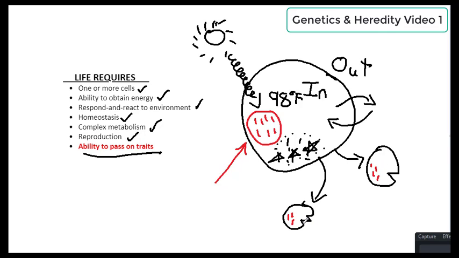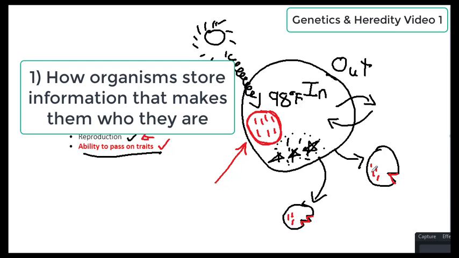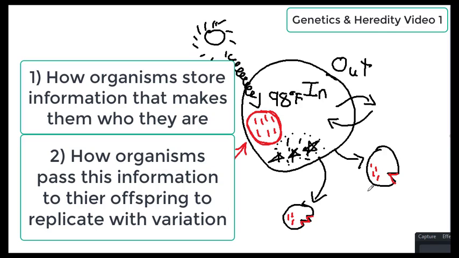I want you to notice this little detail that happened here. See how this cell is just a little bit different than this one? So life doesn't just reproduce. It reproduces with variation, which is very important. So we're going to talk about how organisms store the information that makes them and how they pass that on to replicate and create variation.